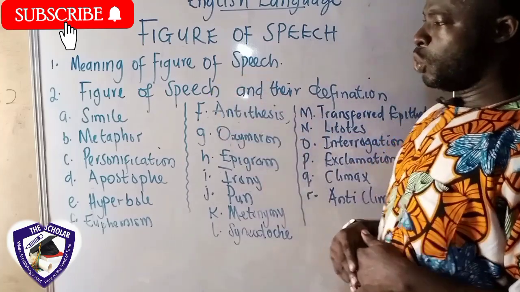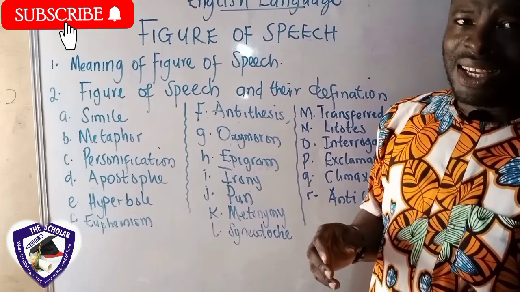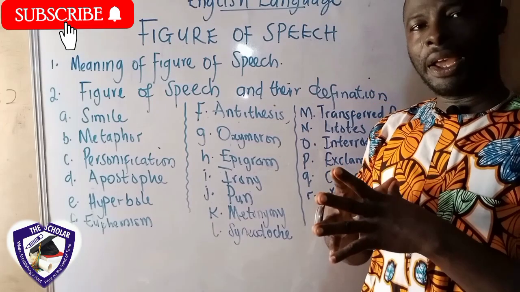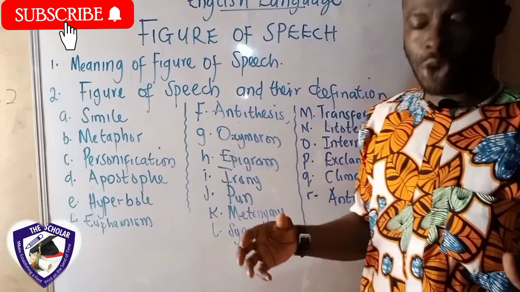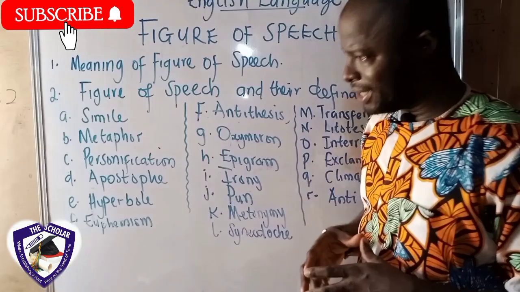Number one, we'll be looking at simile. What do we refer to as simile? Simile is a figure of speech which is used to compare two different things having a common quality. That is what simile is.